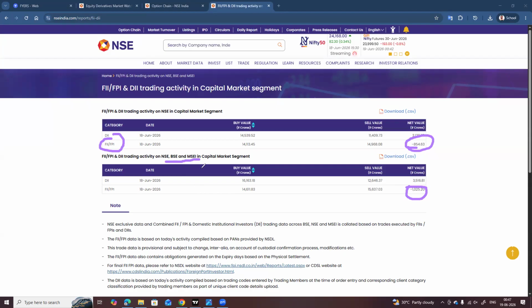And DIIs were strong buyers with net buying like what you see here and here, that is almost 3,500 crore. This indicates that domestic institutional demand continues to absorb foreign selling pressure, which is a positive sign for market structure. So this is all about FII and DII activities, what exactly they are doing in the Indian market.